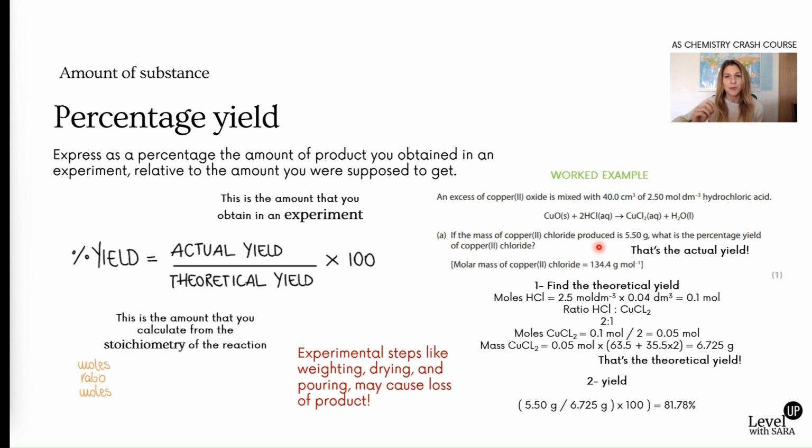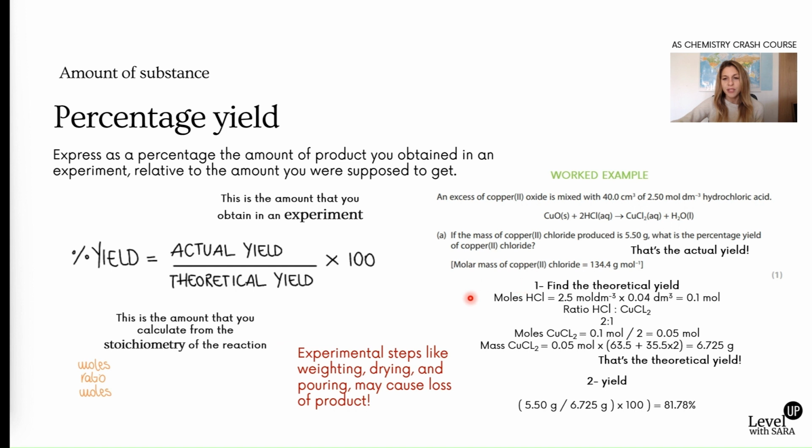That's the actual yield, because produced, obtained, those will tell you the actual yield. So if we have the actual yield, to find the percentage, because that's what the question wants, we need to get the theoretical. And the theoretical, remember, is that maximum amount. So we use the mole ratio, moles.